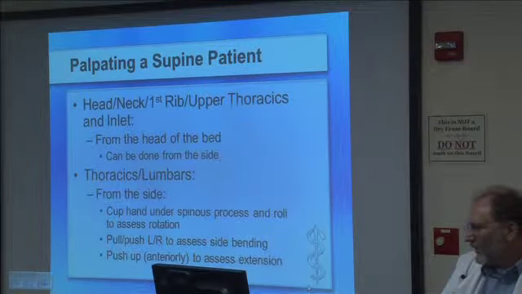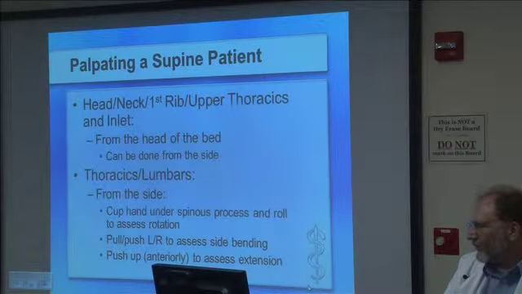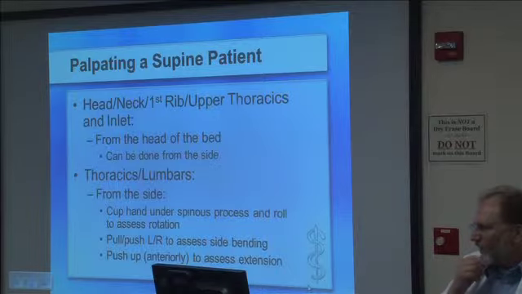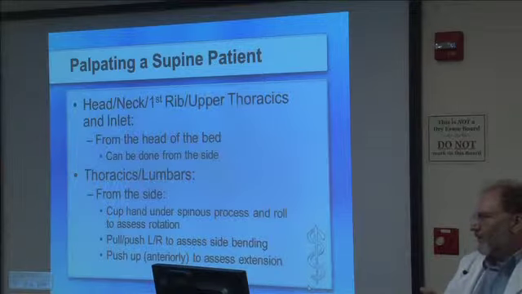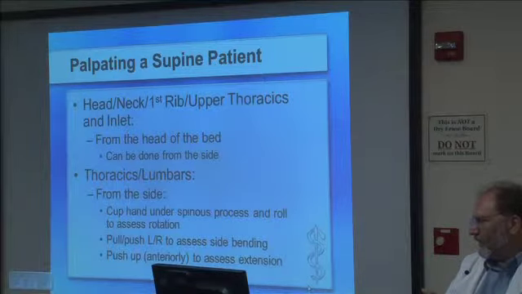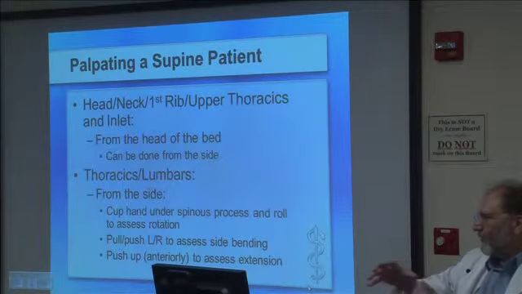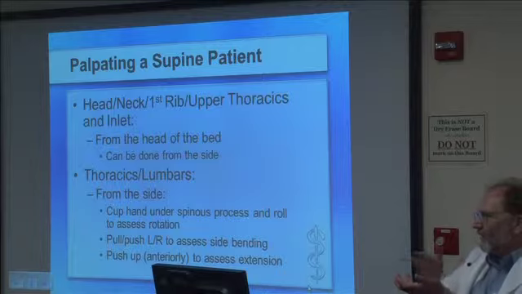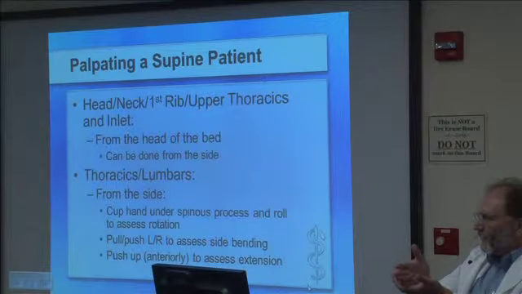All right, so, palpating a supine patient, you always want to look at the head, neck, and first rib, thoracic. So usually from the head of the bed, sliding yourself down. Lumbars and thoracics are easier from the side. Just cup your hand under both sides of the transverse processes and push the body back and forth. Your fingers and thumbs are going to be able to feel as the processes are cradled between your hand and your thenar eminence. You're going to be able to feel which motion it is.